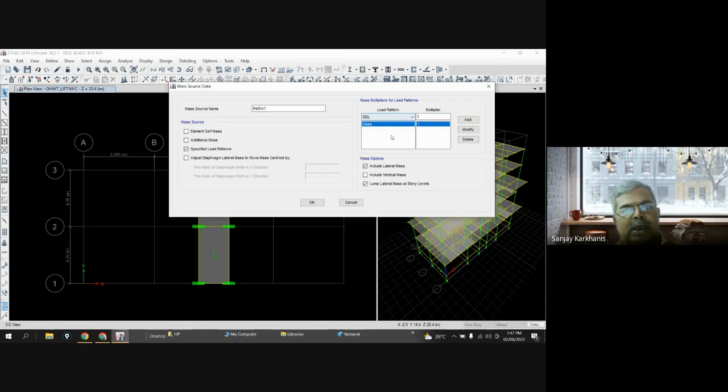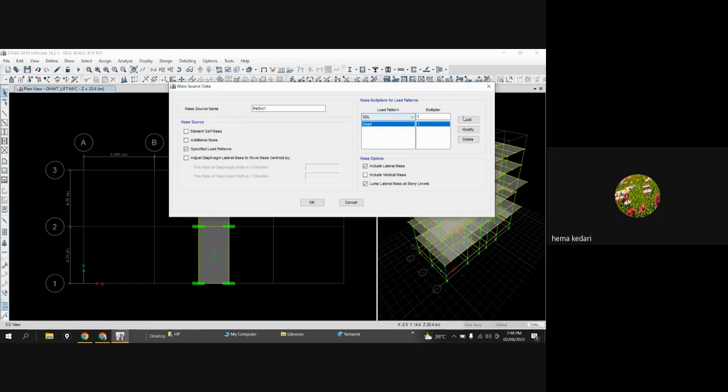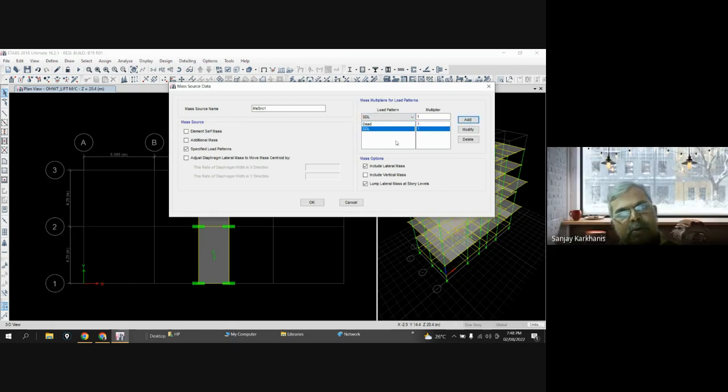So SDL is floor finish and any weight which is permanent but not considered in the model. That means not modeled in the drawing. That means walls or any other. So how much will we take of that? 100% or 50% or 20% or will you leave it? Take it in full. 100%. Yes, sir.